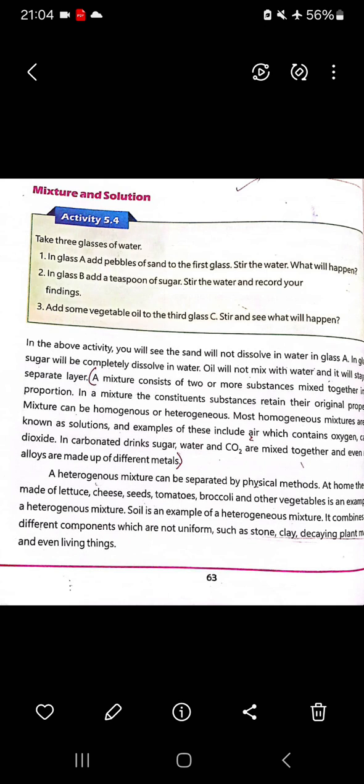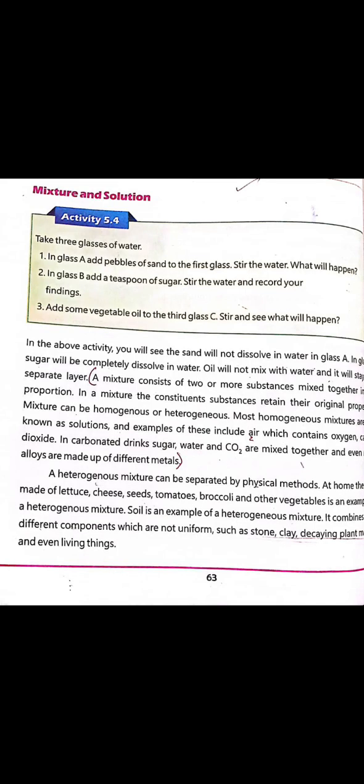Now, what are the examples of heterogeneous mixtures? There are so many. The best example is salad. The salad that we prepare in our homes is the best example of a heterogeneous mixture, because it consists of many vegetables, fruits, seeds, nuts, cheese, etc. All of these substances, when mixed together, form a heterogeneous mixture.